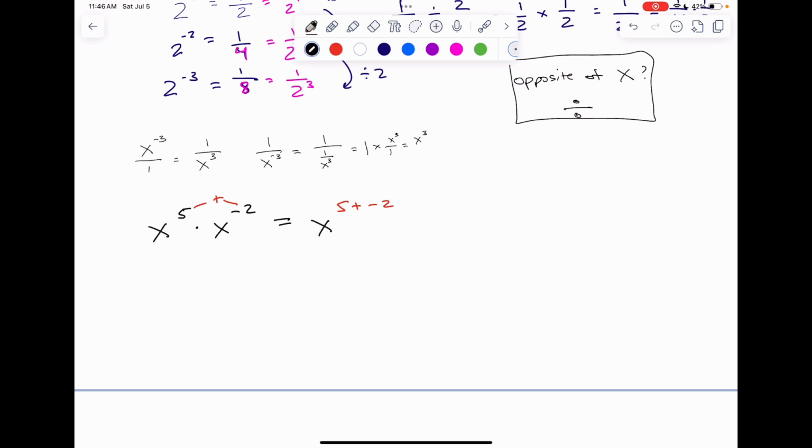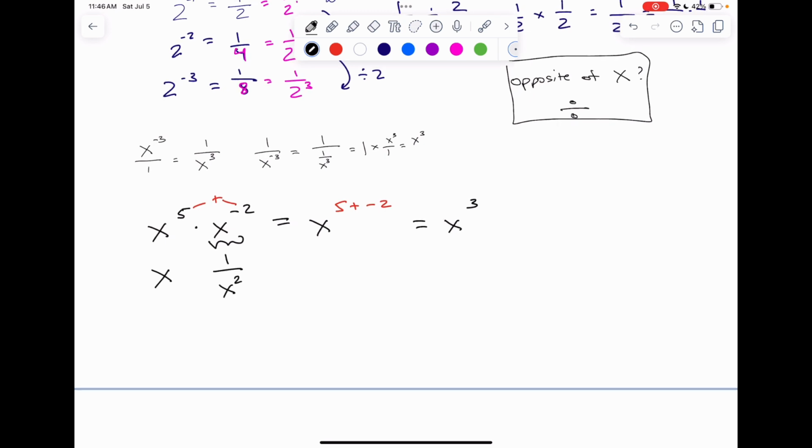We can do that in our calculator. We can know that adding a negative is just going to be the same as subtracting, so that'll give us x to the 3. Now, what if I wanted to rewrite this as a positive exponent? Well, that would be 1 over x to the positive 2.